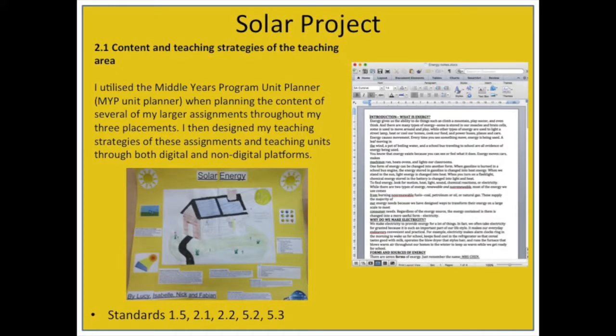The SOLAR project was designed through the MYP Unit Planner and was designed to incorporate both digital and verbal instructions and student-directed learning through small group work that required the students to access both digital and traditional texts, collaborate and present their data on a poster, which they then presented orally to their peers for assessment.